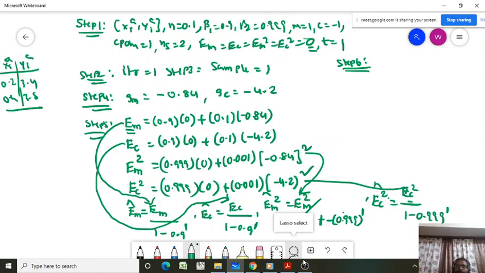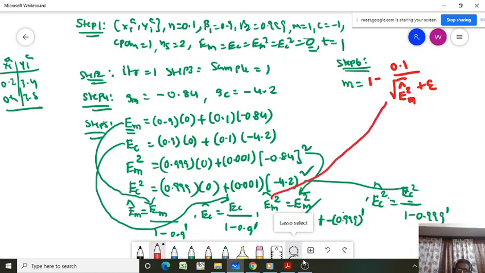In step 6, what you have to do? Update the parameter. So m equal to m minus, what is m here? 1. So 1 minus eta, that is 0.1, divided by square root of bias corrected exponential decaying average of squared gradient with respect to the model parameter m plus epsilon, that is 10 power minus 8. This one will come from here, so this value is replaced here, into Em hat. This Em hat will be coming from here, okay, and this term Em hat square, that is Em2 hat, will be from here.